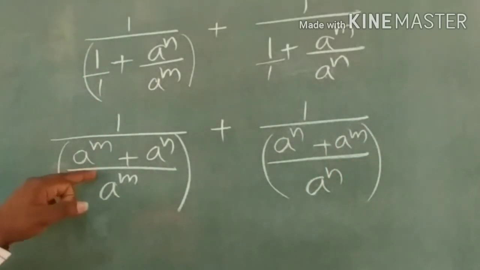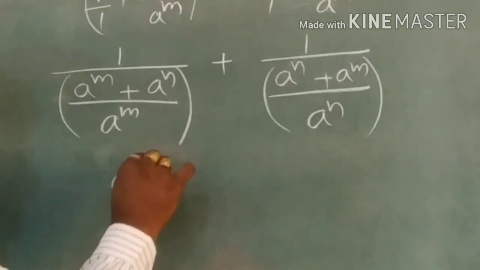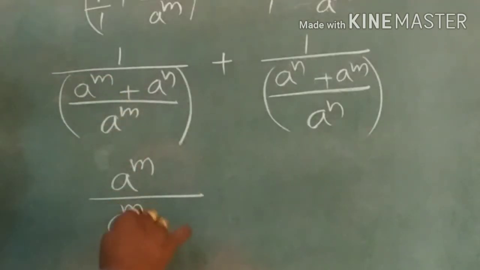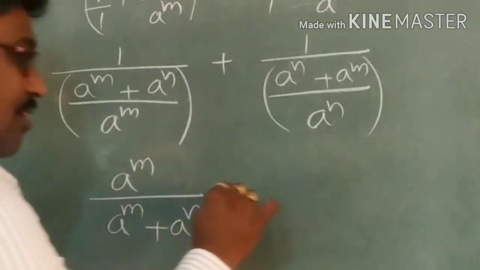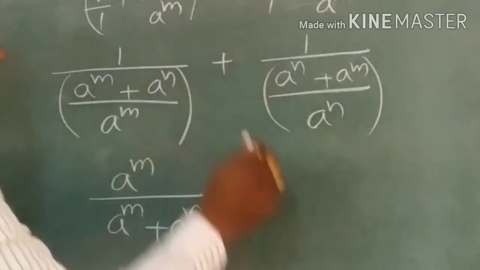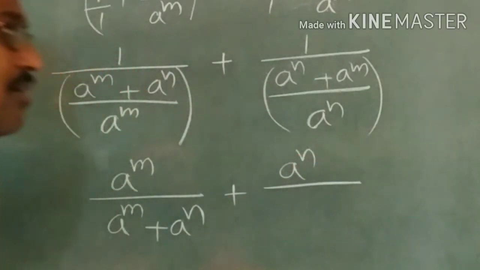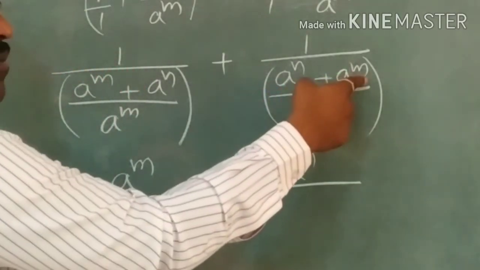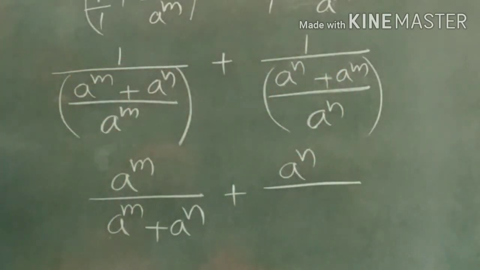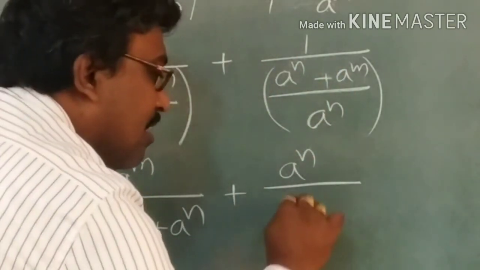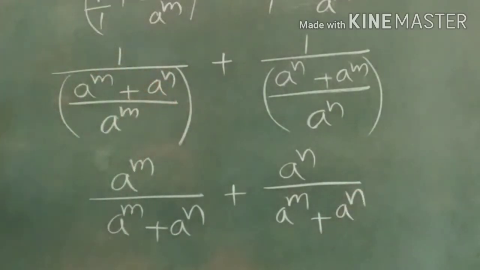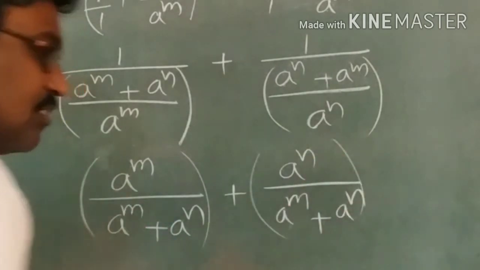Now, 1 by a fraction, then it will be reciprocal. Good. a power m by a power m plus a power n. 1 by, again it is reciprocal. a power n by a power n plus a power m. a plus b or b plus a, in plus you can change. I am changing. a power n plus a power m. Now, you see the denominators. a power m plus a power n, a power m plus a power n. Now, it is a fraction and this is one more fraction.